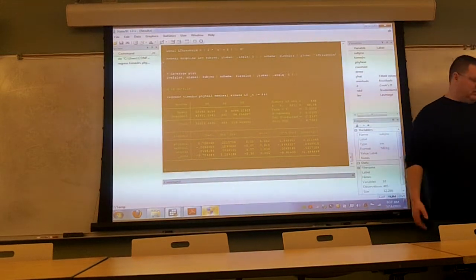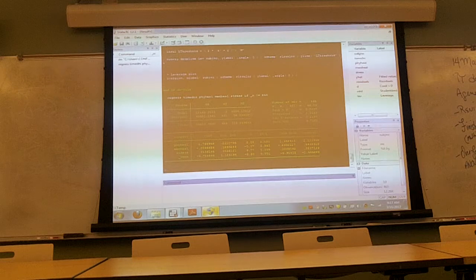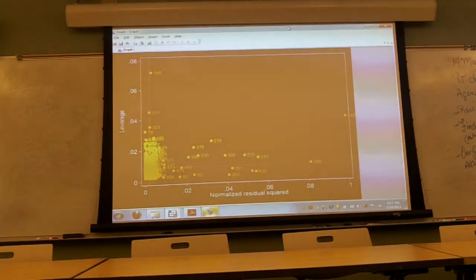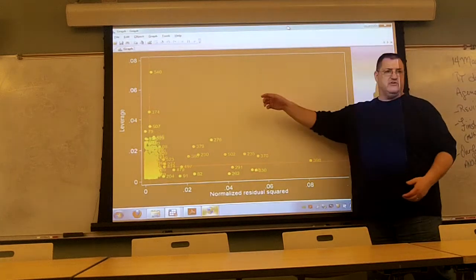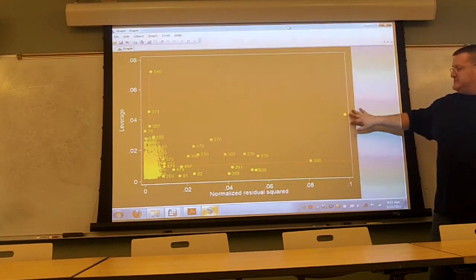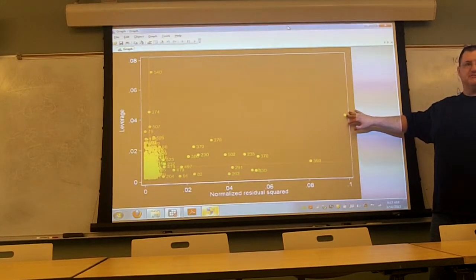But all in all, these observations that we observe as being outliers or having potential leverage don't seem to be exerting too much effect. They don't have too much effect on the parameter estimates.